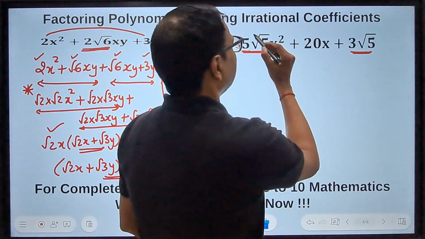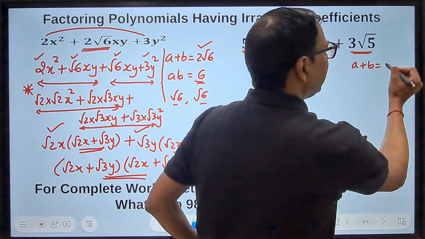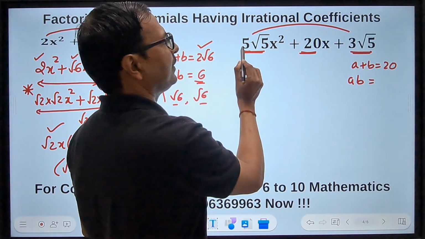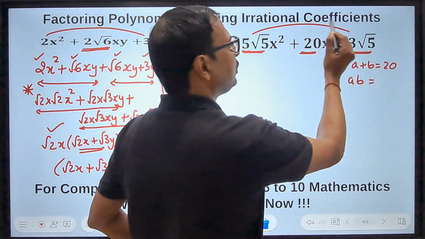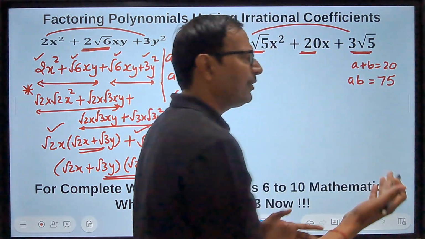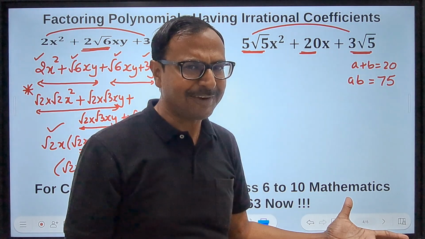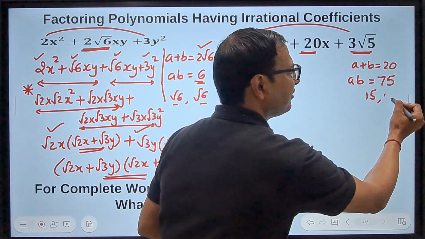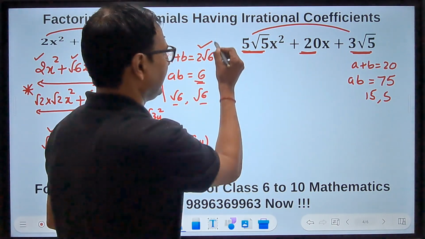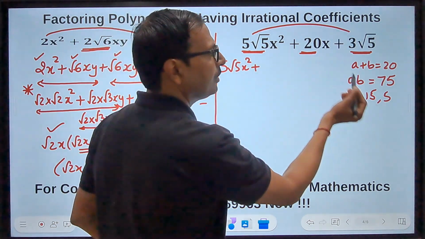See, the number here is 20, right? So I need a plus b is equal to 20, and the product AB as the product of this and this. So 5 3s are 15, and root 5 into 5 root 5 is 5, right? So 15 into 5, 75. And now very easy, see, two numbers whose sum is 20 and product is 75, 15 and 5, right? So 15 and 5. But is that so easy? Let's check. 5 root 5 x square.